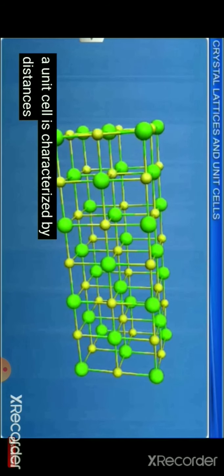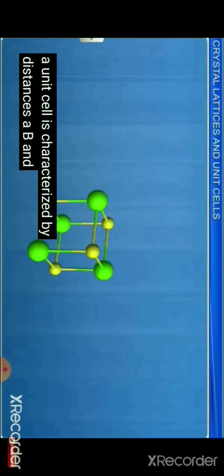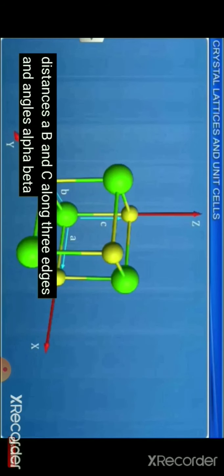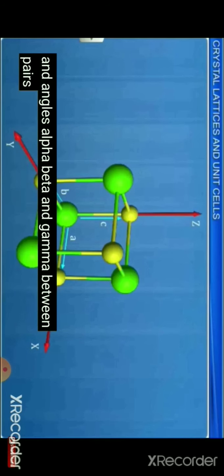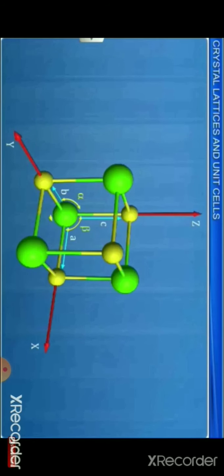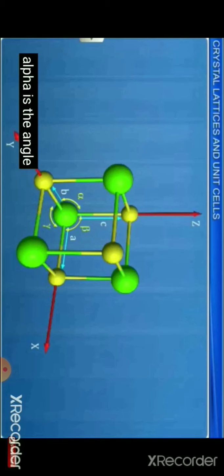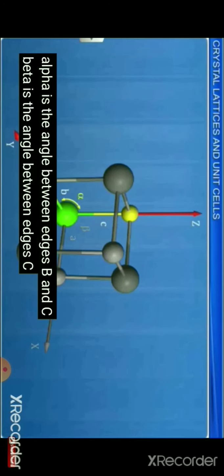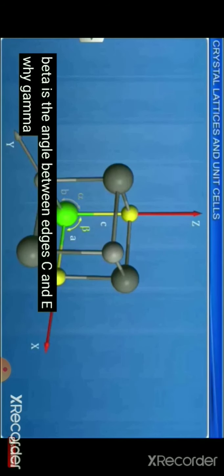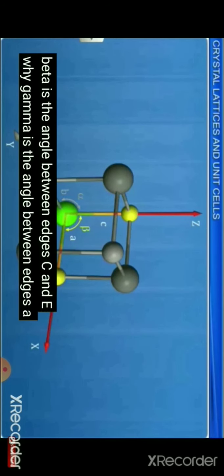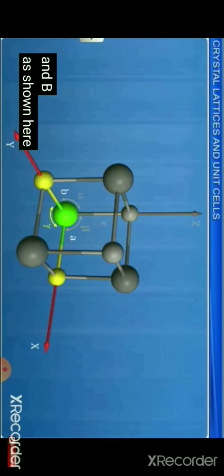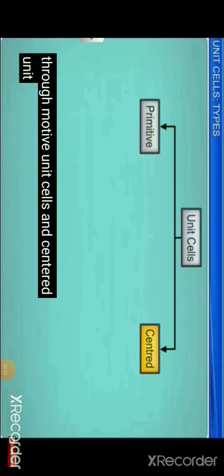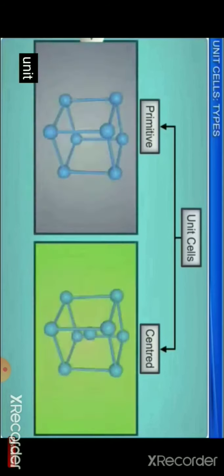A unit cell is characterized by distances A, B and C along three edges and angles alpha, beta and gamma between pairs of edges. Alpha is the angle between edges B and C. Beta is the angle between edges C and A. And gamma is the angle between edges A and B. As shown here, unit cells can be broadly classified into two categories: primitive unit cells and centered unit cells.